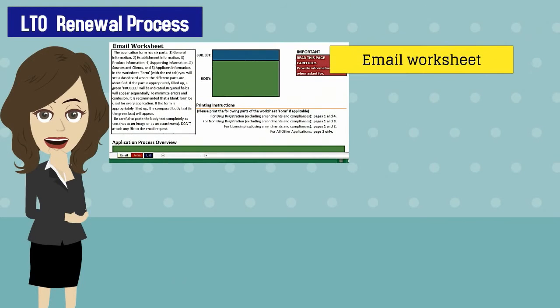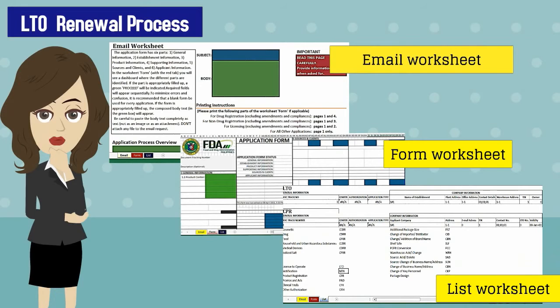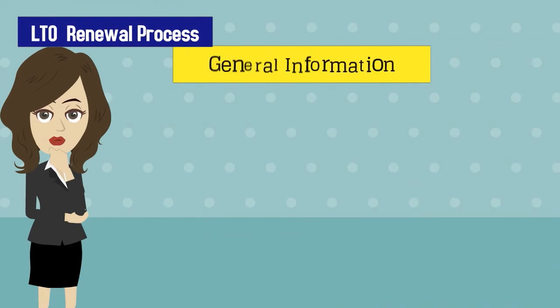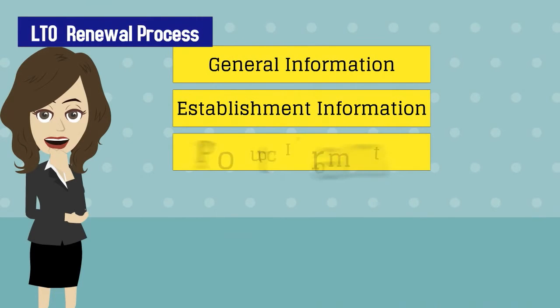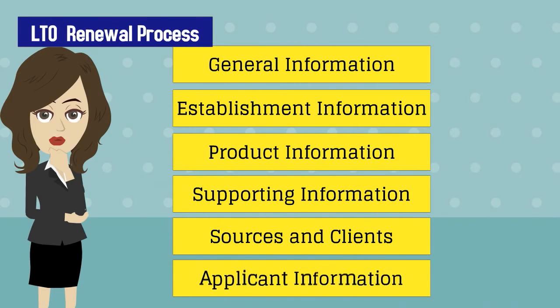It contains 3 worksheets: 1. Email worksheet, 2. Form worksheet, and 3. List worksheet. For the form worksheet, it has 6 parts: general information, establishment information, product information, supporting information, sources and clients, and applicant information.